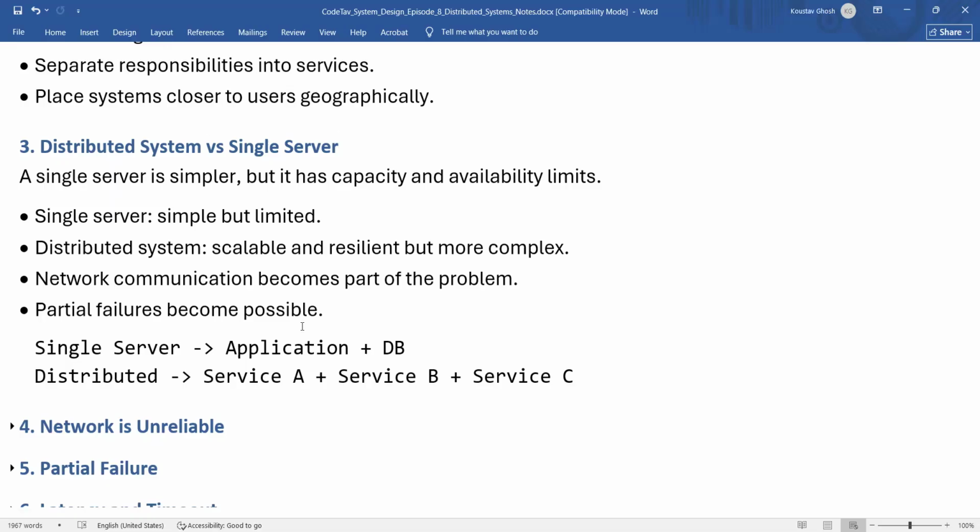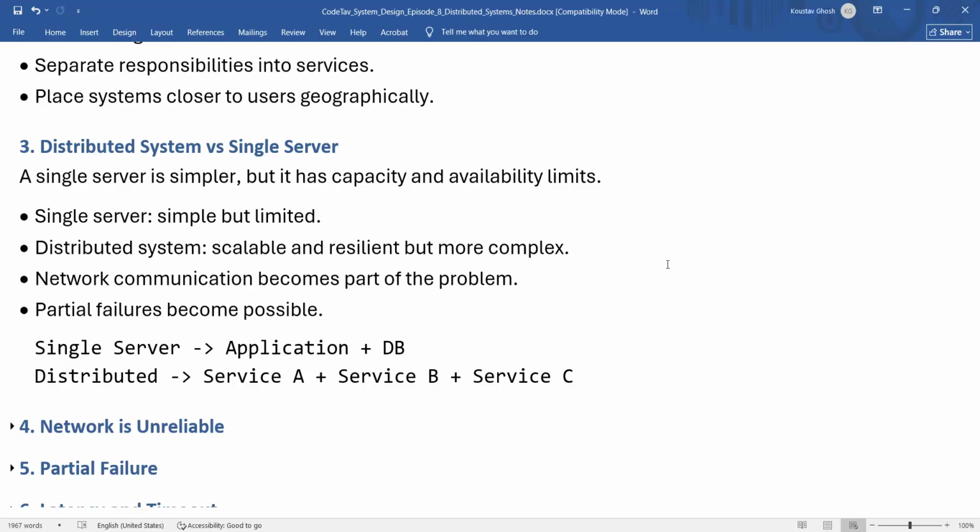Now let's look at a distributed architecture. There we have the client, then a load balancer, then multiple servers. We have discussed this in the load balancer video also. The traffic will come from the users and go first to the load balancer, then to multiple servers. Now if server 1 fails, the load balancer can send the request to server 2 or server 3. So we get better availability.